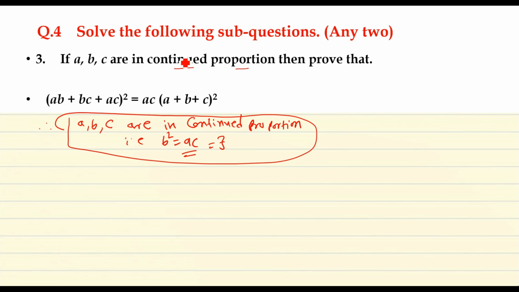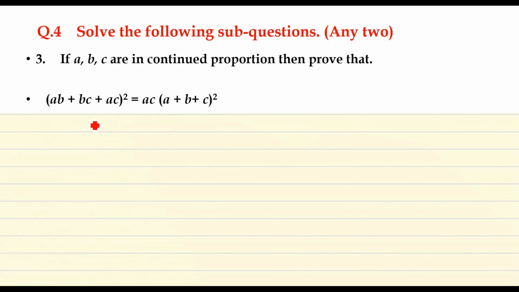It is given that a, b, c are in continuous proportion. It means b square equal to ac, the condition is satisfied. So I'll write a upon b equal to b upon c equal to k. Therefore, I'll get b is equal to ck and a is equal to bk, so a is equal to ck square. So we'll prove that, coming to the LHS.